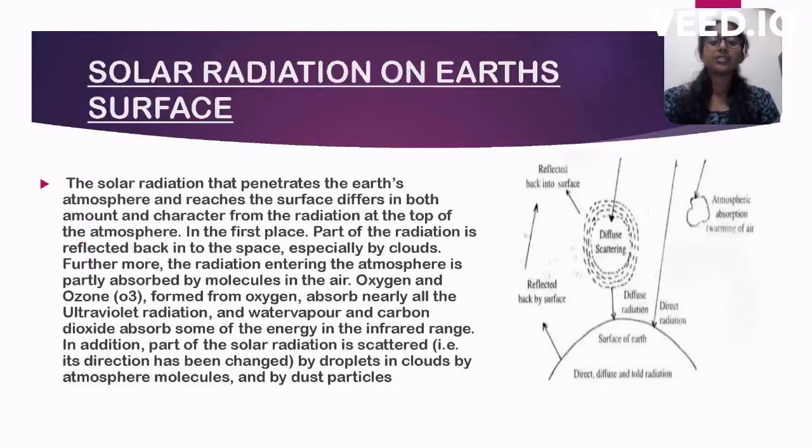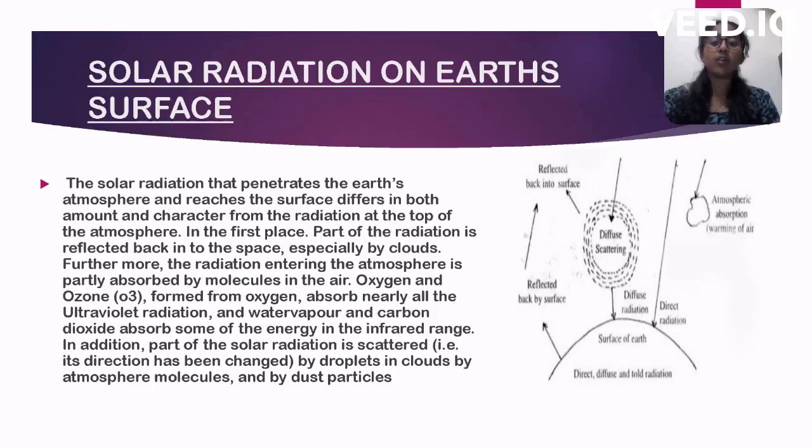Solar radiation on the Earth's surface. Solar radiation that penetrates the Earth's atmosphere and reaches the surface differs in both amount and character from the radiation at the top of the atmosphere. In the first place, part of the radiation is reflected back into space, especially by the clouds. Furthermore, the radiation entering the atmosphere is partly absorbed by the molecules in the air.